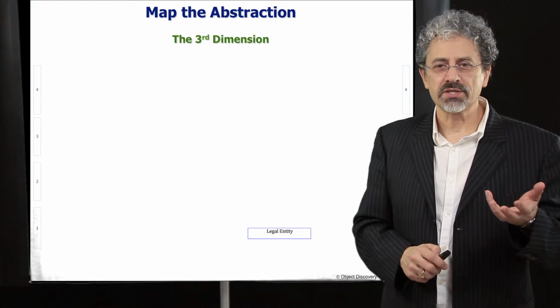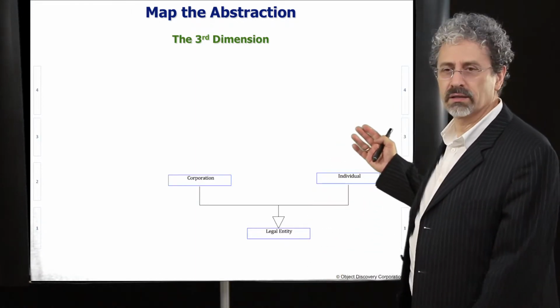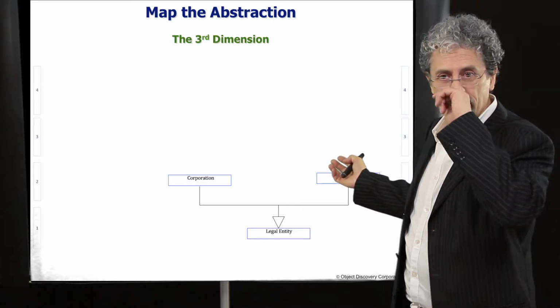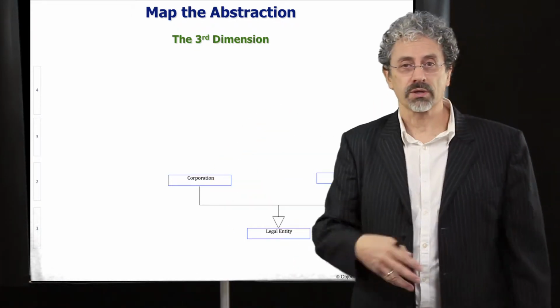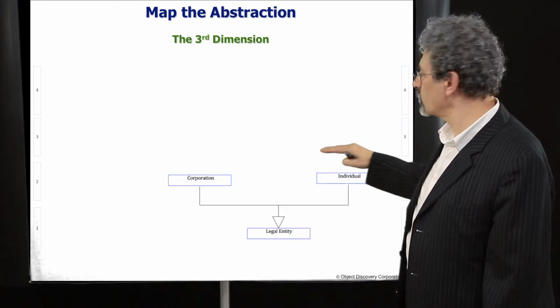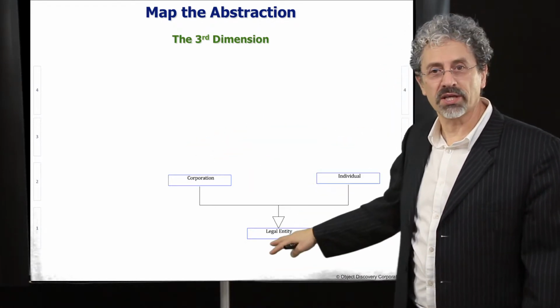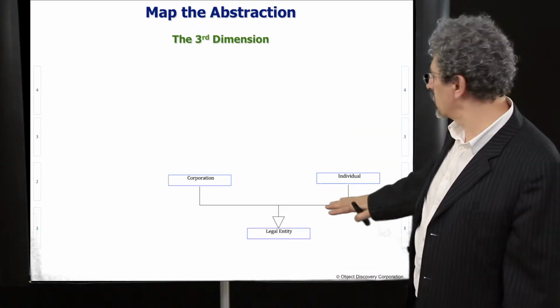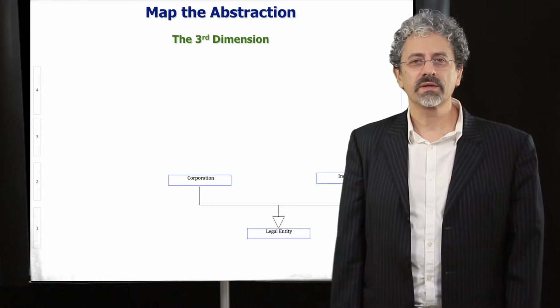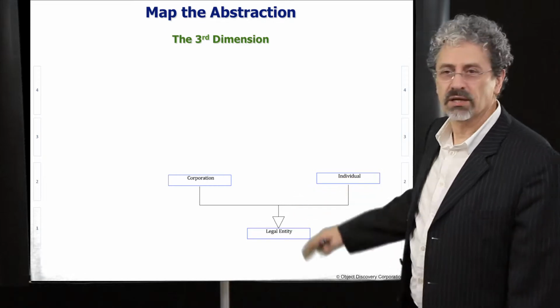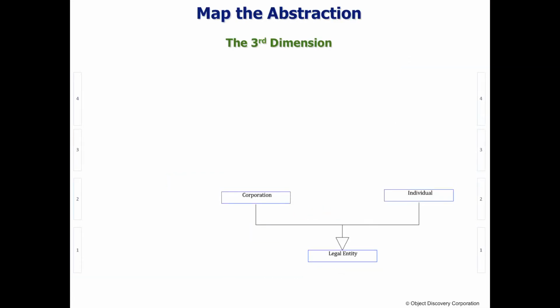Well, a legal entity could be an individual, for all of you who work as freelancers, or a corporation, your employer. And notice that the individual and the corporation, both of them are legal entities, but which layer between layer number 1 and layer number 2 do you think is more abstract? Obviously, the legal entity, the bottom layer, is more abstract, and the number 2 layer is more concrete.